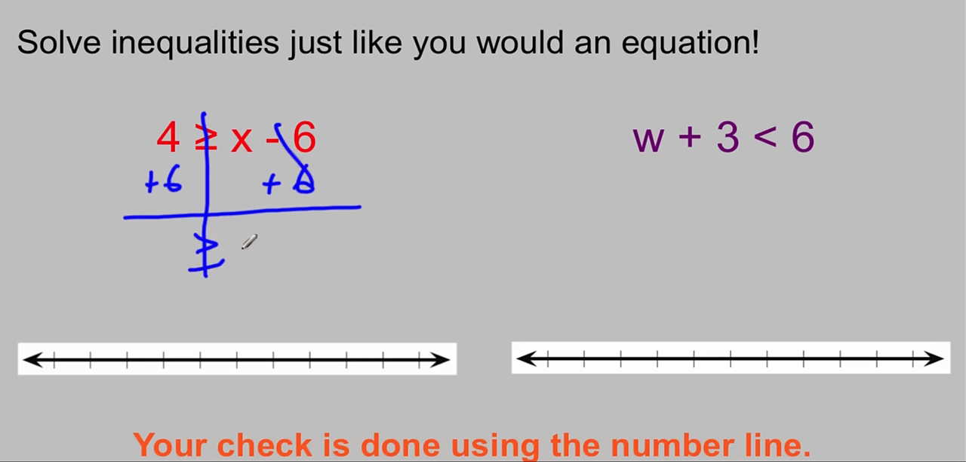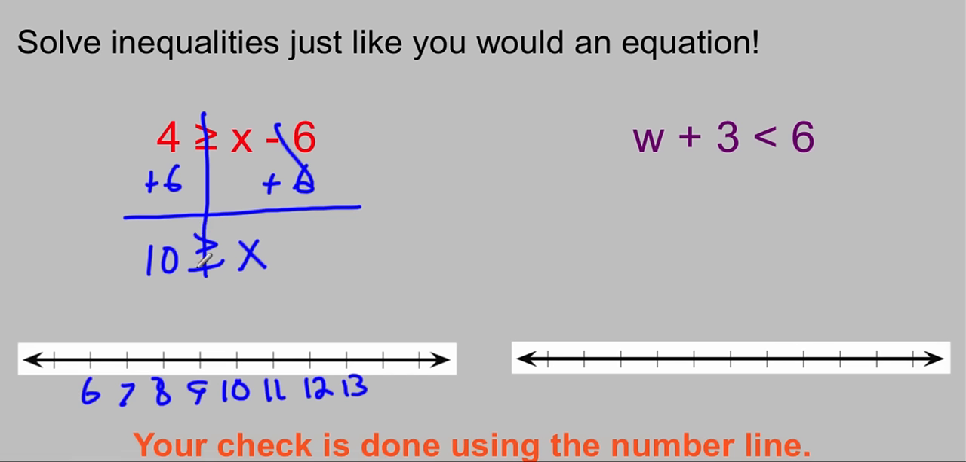So we got rid of our 6, so we are left with x. 4 plus 6 is 10. And then with every one of our inequalities, we're going to graph our solution down below. That's your check. So we put our 10, our answer, in the middle, and then we number going up and down. And then we decide what kind of a circle we are going to use.